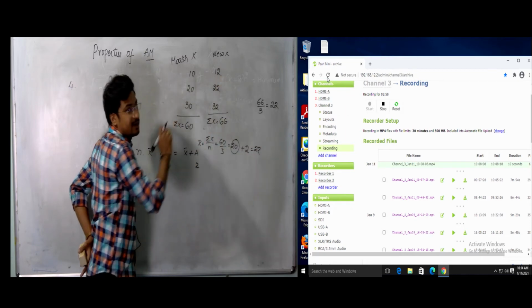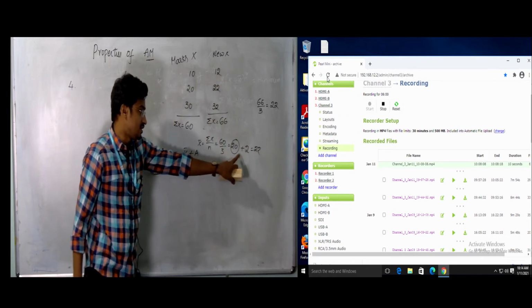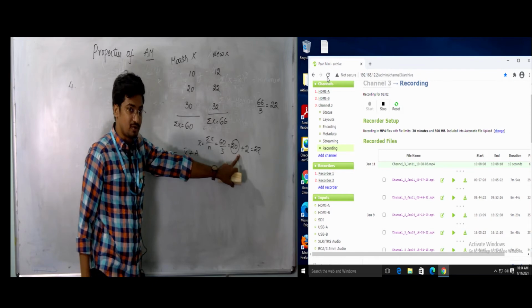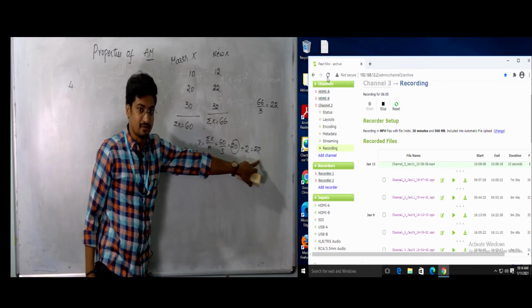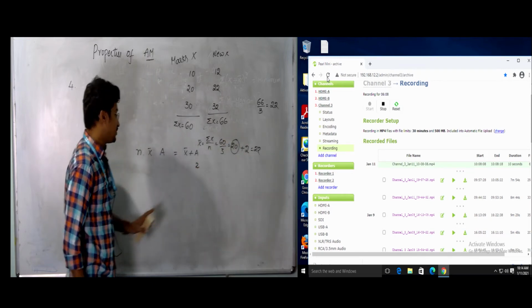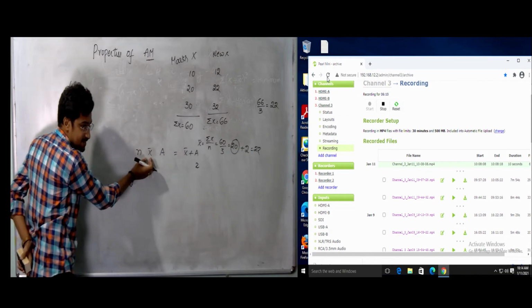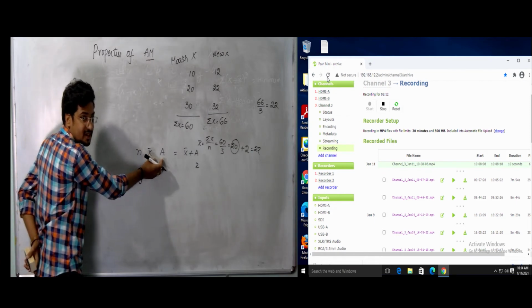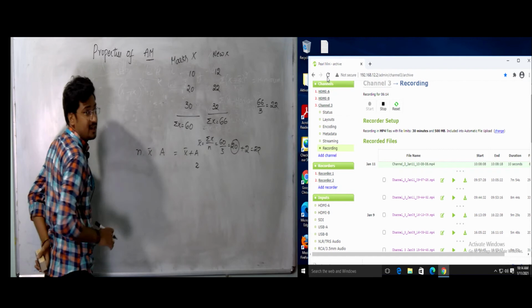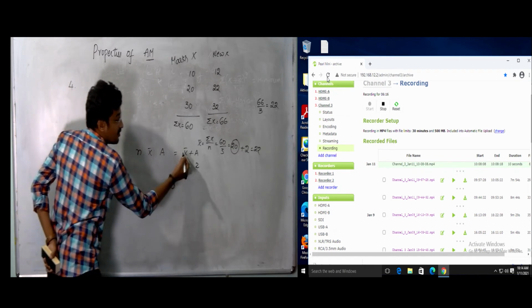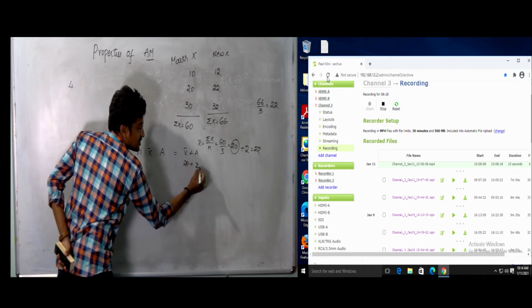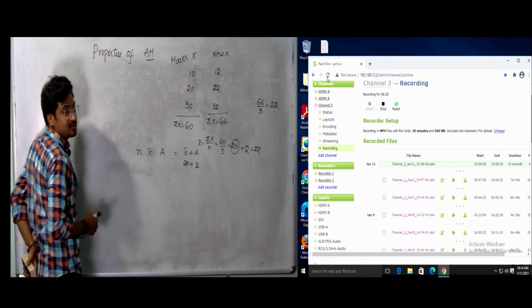No need to calculate here. The original mean is 20, so increased by 2, 20 plus 2 is 22. If the mean of the observations is x bar and each observation is increased by a, then the new mean is x bar plus a.